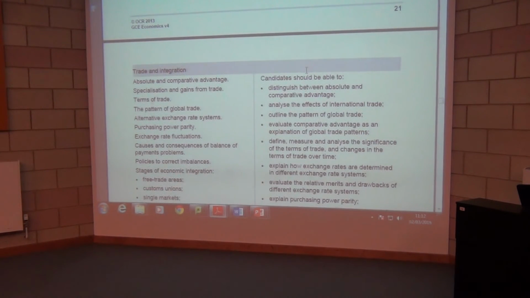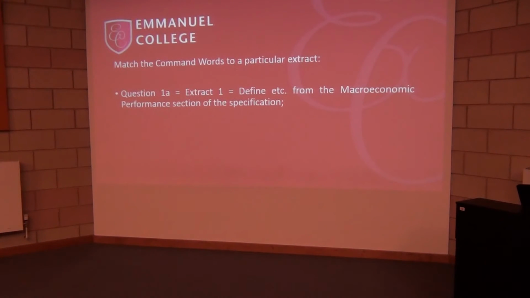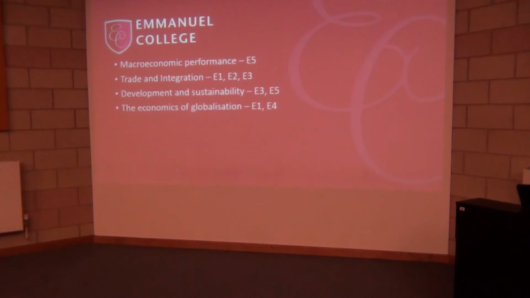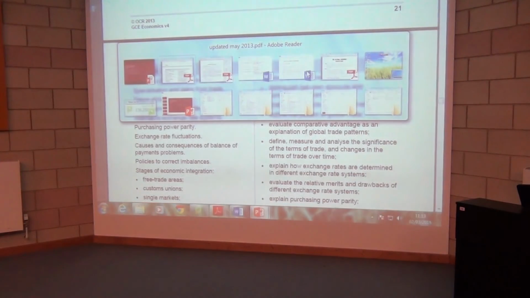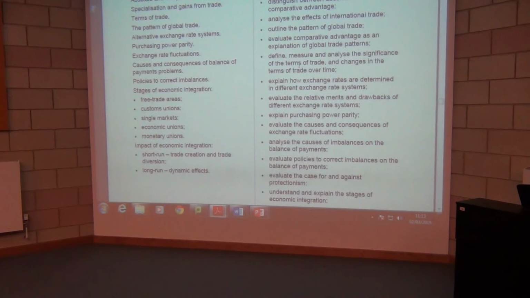So, when it comes to actually spotting these questions, I'll go back to question 1A, extract 1, from the macroeconomic performance section. That's why we've got that wrong, ladies and gentlemen. You see, we all make mistakes. I was in a rush to put this together. You're absolutely right, Josh, to say it won't come from there. Well done. That's a little typo there. It's most likely to come from, as you can see, this section, trade and integration. Now we're talking.